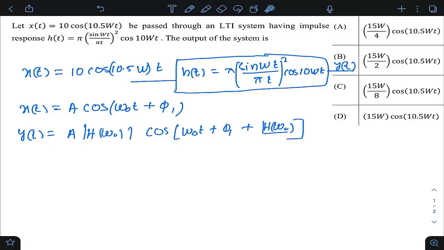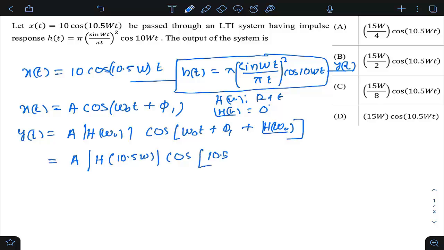So we just have to find this h of omega, and because this h of t is real and even, we expect that h of omega is also real and even. In this case, if you find the phase of this h of omega, you get 0. In other words, we will be finding the value of h at omega naught, which in this case is 10.5 W. What is h of 10.5 W? This is cos of 10.5 W t. The phi 1 value is 0 here, there is no phase, so phi 1 is 0 and this will also be 0. So it is simply only this much that you will get. This is what your answer is.